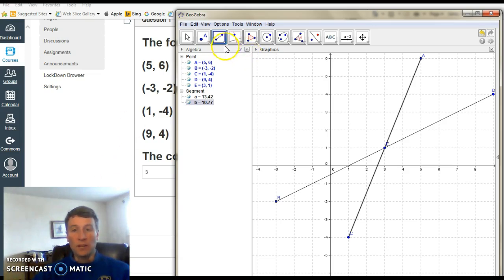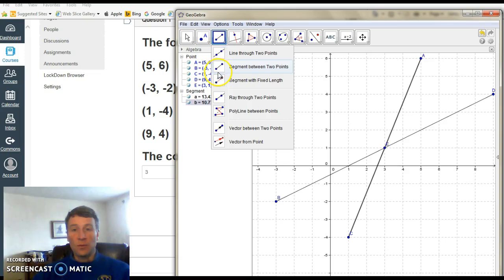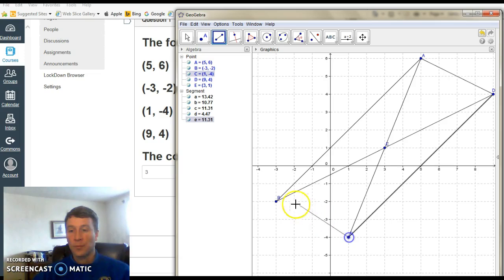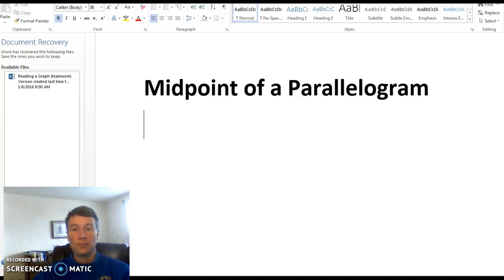Maybe I should have connected those points with segments to start with, so it'd be easier for you to see that it's a parallelogram. Anyways, this is parallel to that. AB is parallel to DC. So that's how to find the midpoint of a parallelogram.